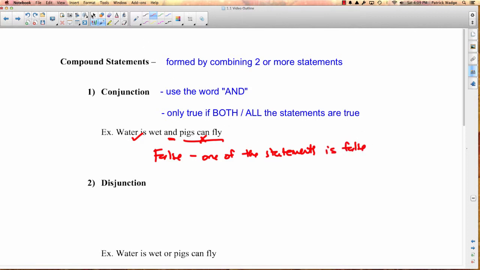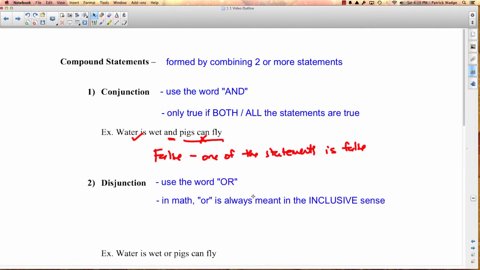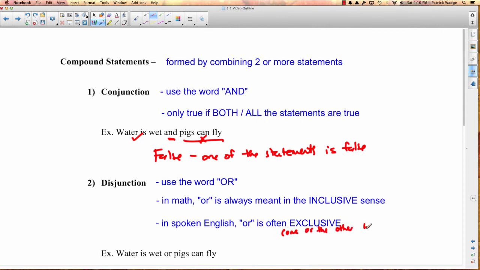A disjunction uses the word "or." And in math, "or" is always meant in the inclusive sense. It's a bit confusing again, because in spoken English, "or" is often exclusive. So what's the difference between inclusive and exclusive? Basically, exclusive means it could be one or the other, but not both.